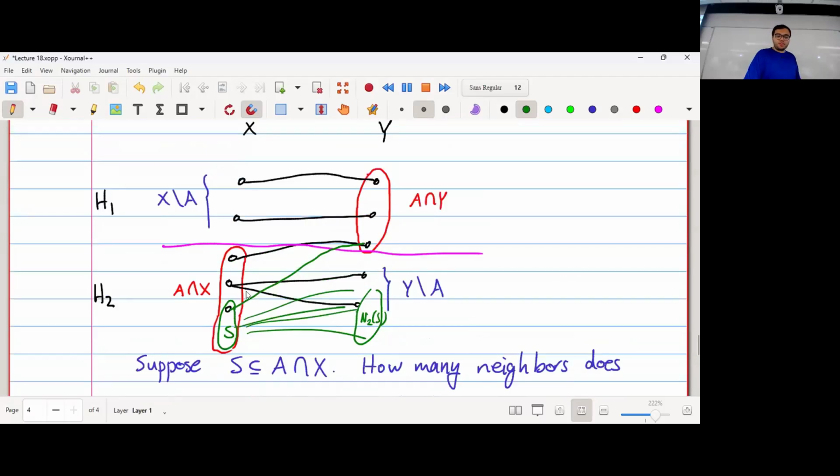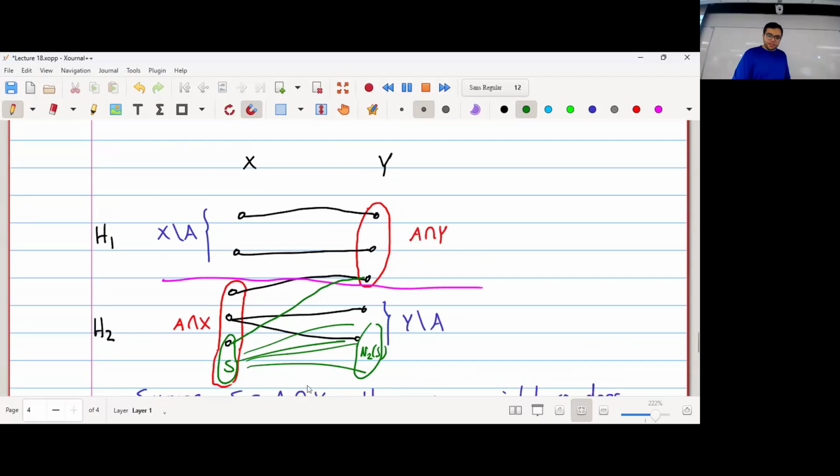And then the same thing in H2. I have a matching using only the edges of H2 that matches everything on the red side here. So if I just take the union of these two matchings, put the two matchings together, I will get a matching in my original graph that is matching all of the red vertices, and it's never matching a red vertex with another red vertex, right? Because I cut it like this.